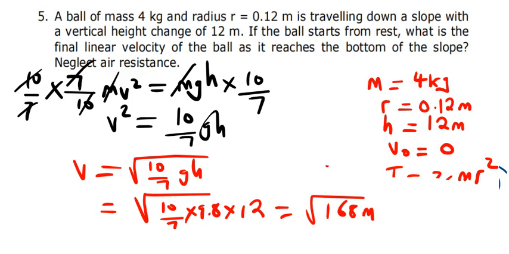Now I'm going to find the square root of that. The square root of 168 is 12.96. This is a velocity, so it's going to be meters per second. So basically this is how you solve question number 5.